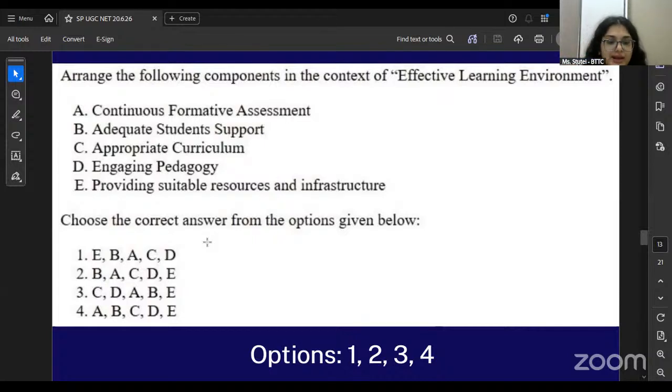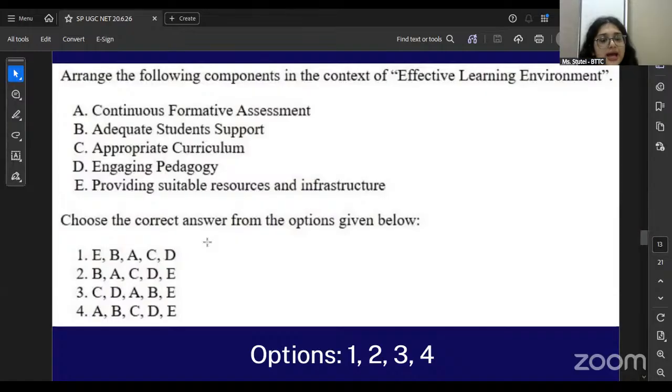Then my logic went like, okay, now that I have an appropriate curriculum, I have to figure out a very good way of delivering it. So then I could see option D, engaging pedagogy, and I thought maybe that is appropriate. And then I saw, is there any option which goes like C and D? I saw that option number 3 starts with CD. So in my mind, I made a mental note that, okay, option number 3 could be right.